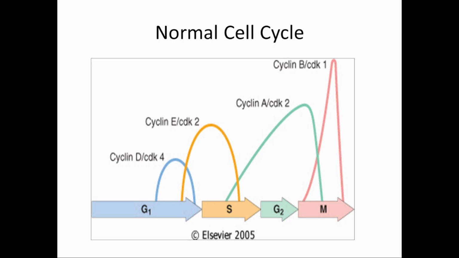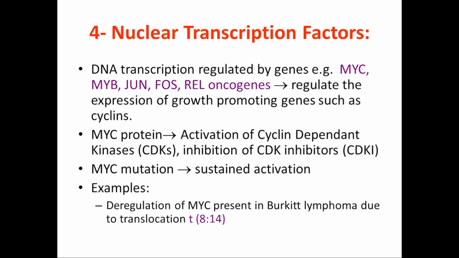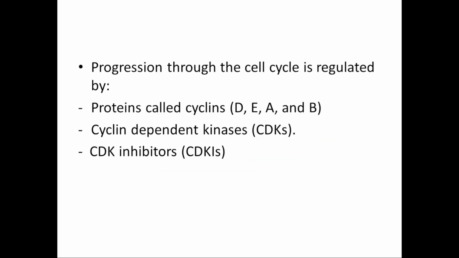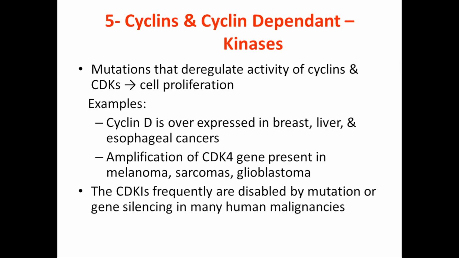So cyclins and cyclin-dependent kinases are important in cell division, and abnormalities occur if you have inhibition of the inhibitors and activation of the cyclin-dependent kinases. Progression through the cell cycle is regulated by proteins called cyclins, cyclin-dependent kinases, and cyclin-dependent kinase inhibitors. Sometimes in tumors we see inhibition or abnormalities in the cyclin-dependent kinase function or the cyclin-dependent kinase inhibitory function.